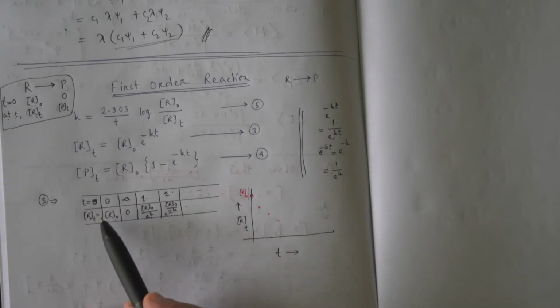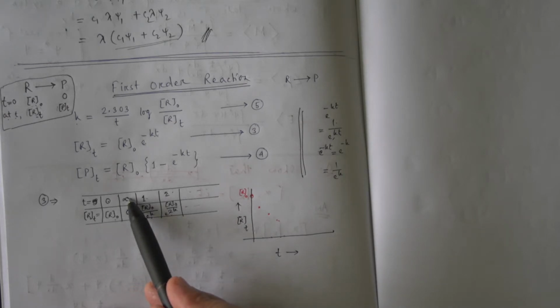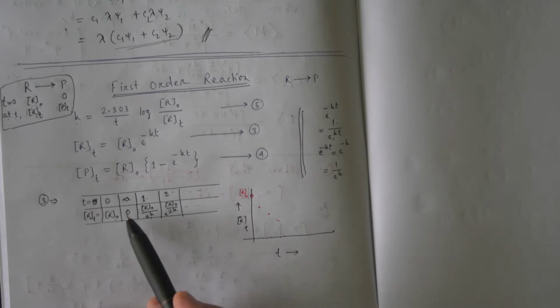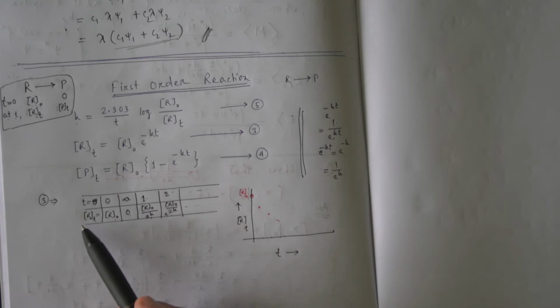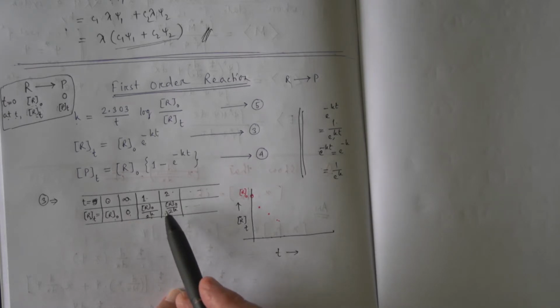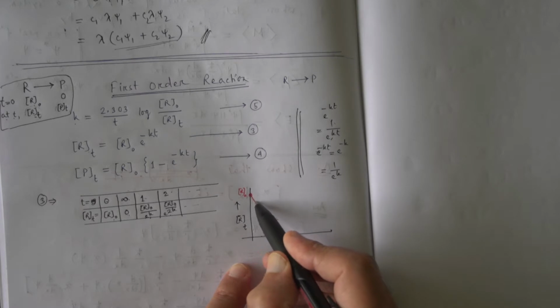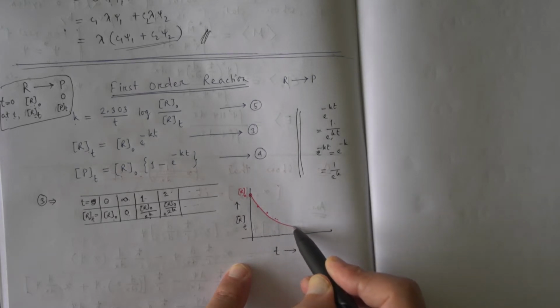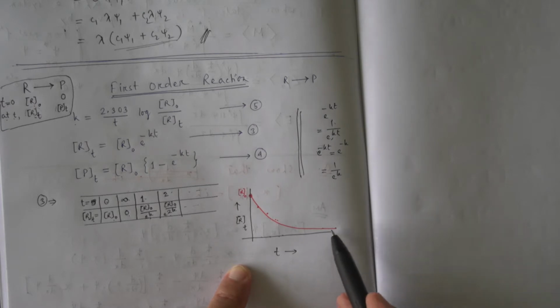What does it mean? When time is infinity, only then concentration of reactant will be 0. So what does that mean? That the reactant concentration will never be 0. Okay, so the graph will be like this. This graph will not touch this.